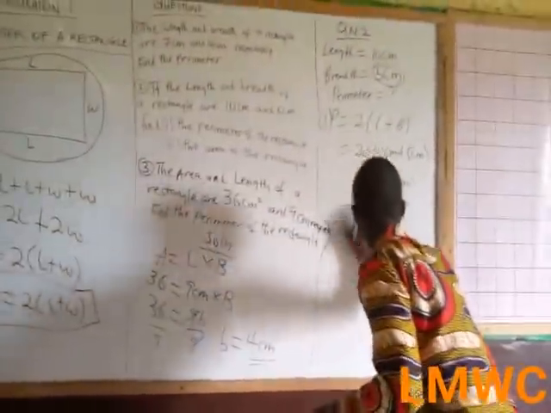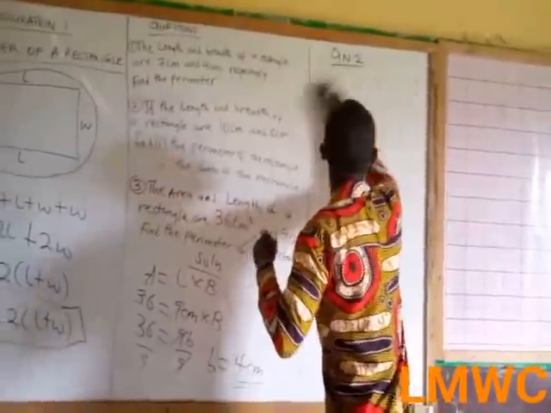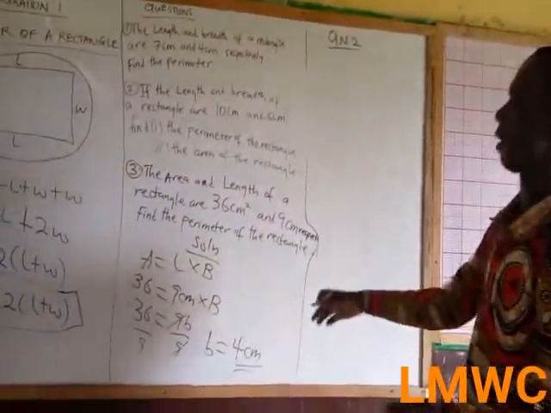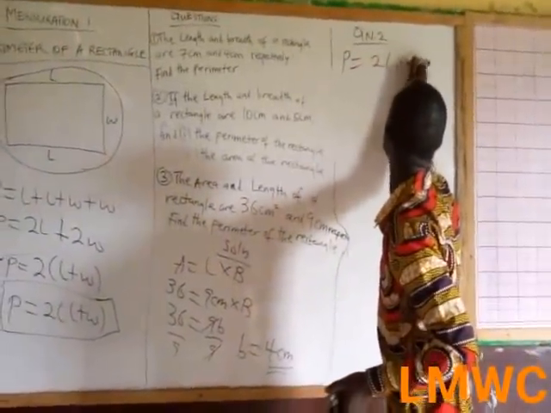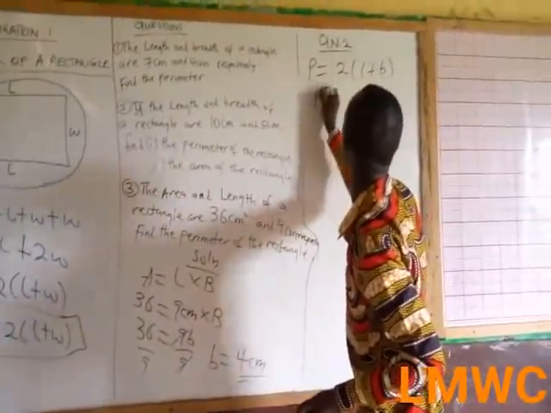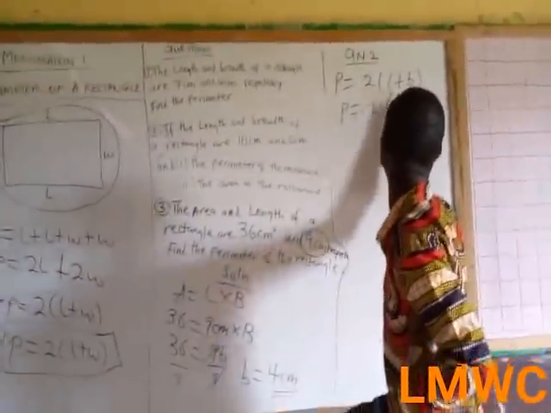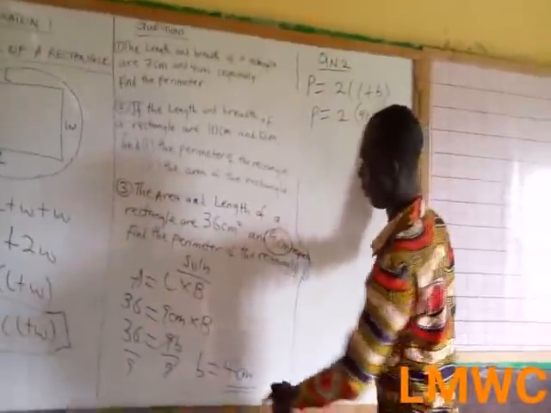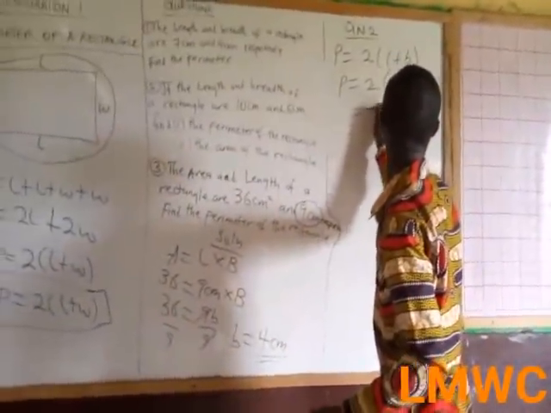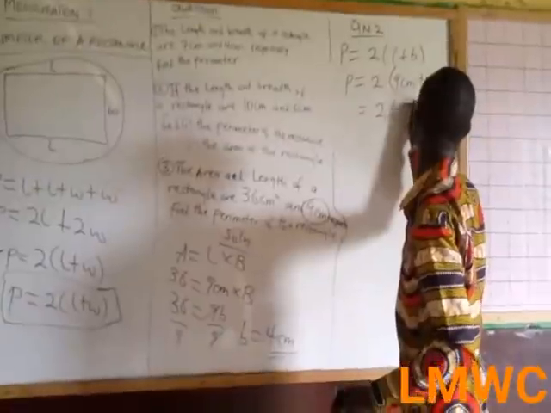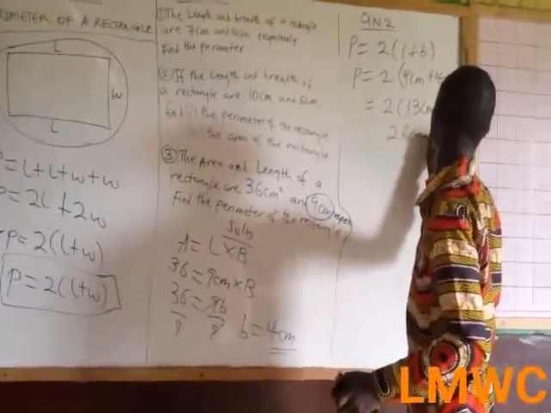Now, since we know our breadth as 4 centimeters, we know perimeter is equal to 2 times (L plus B). So perimeter is equal to 2 times: what is the length? Length is 9 centimeters, plus breadth, which is 4 centimeters. So it becomes 2 times (9 plus 4), which is 13 centimeters. So we have 26 centimeters.